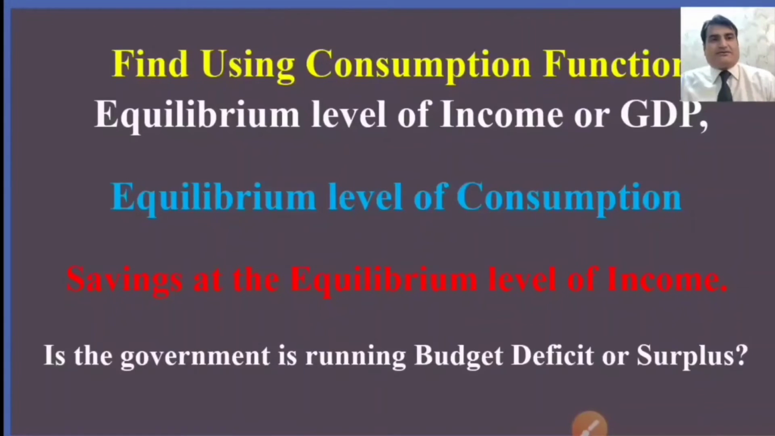In the previous lecture, we constructed the consumption function and saving function. In this lecture, we shall determine the equilibrium level of income, equilibrium level of consumption, and savings at that equilibrium level of income using the consumption function, and then finally decide if the government is running a budget deficit or surplus.